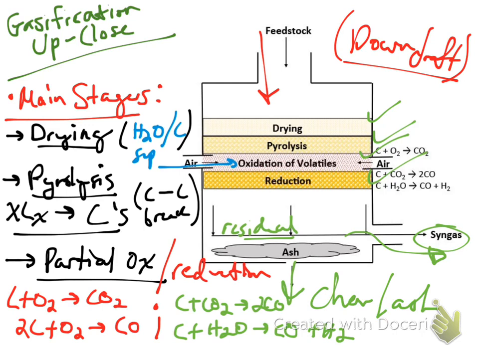And then you have reduction, which is where you're using either carbon dioxide or water as an oxidant. So that plus carbon will yield 2 molecules of carbon monoxide. You can also have water plus carbon yielding carbon monoxide and hydrogen. And so that's essentially what's going on up close in the gasifier.